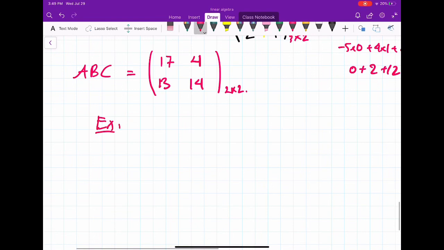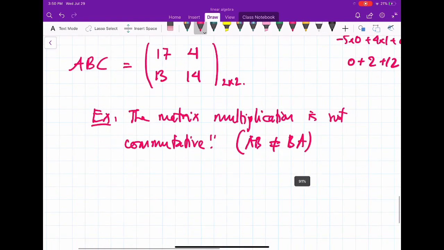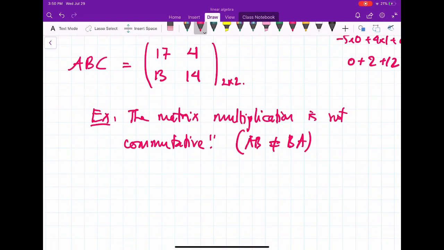That is just kind of a reminder that matrix multiplication is not commutative. Okay, let's write it down. The matrix multiplication is not commutative. That means AB is not equal to BA in general. Of course, sometimes AB is equal to BA, and for such a situation, A and B are said to be commutative.